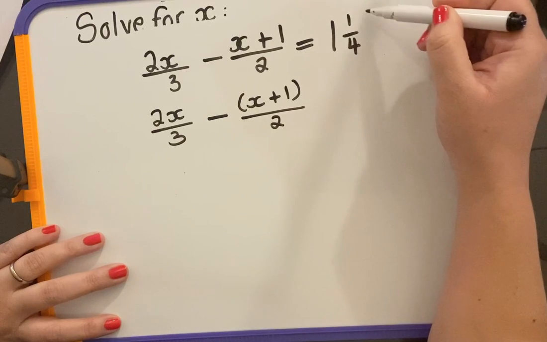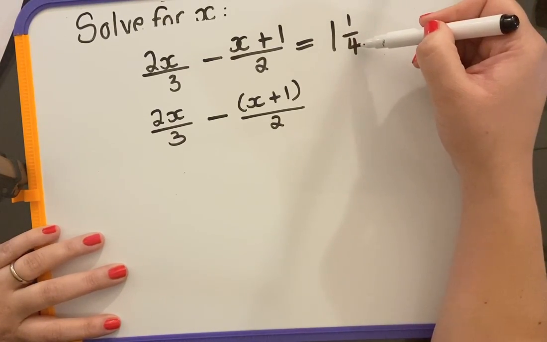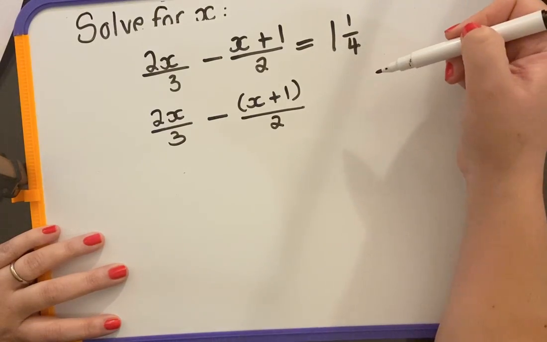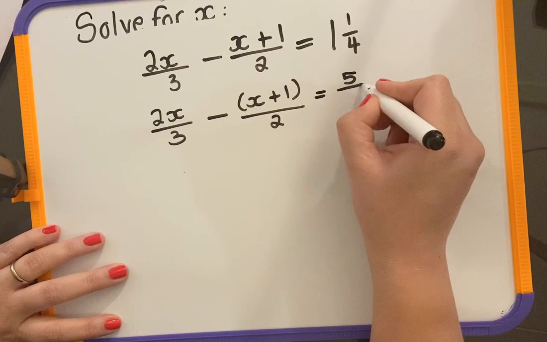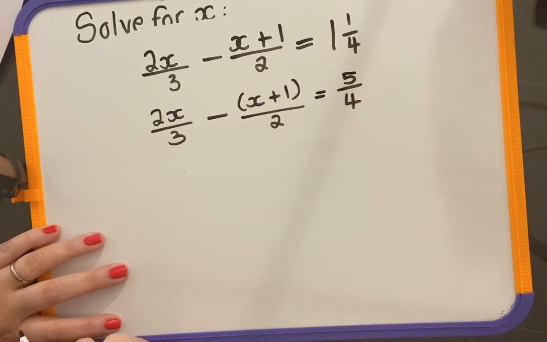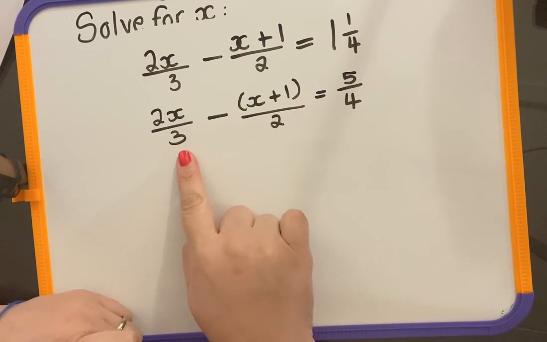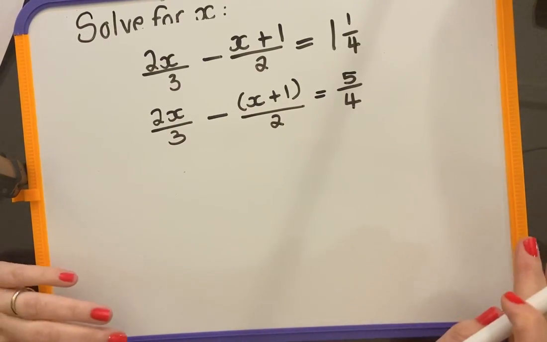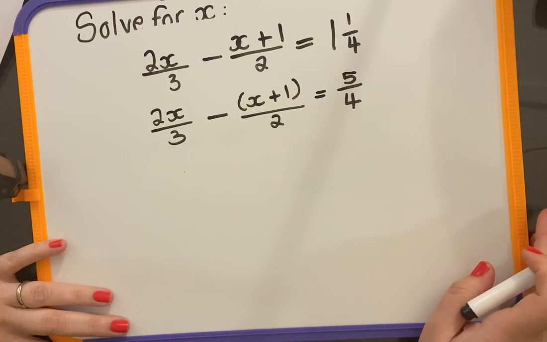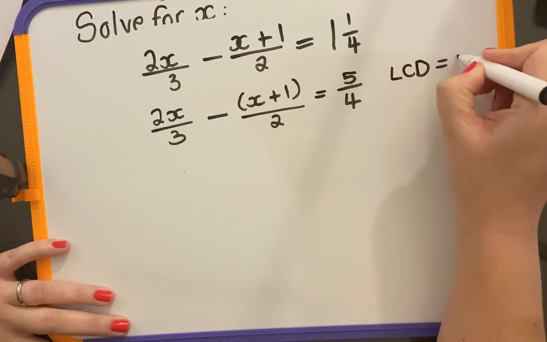Over here, I've got a mixed number, so we're going to simplify it. So we say 4 times 1 is 4, plus 1 is 5 over 4. And if we don't remember that, we best go back to primary school. Now, we look at our denominators. I've got a 3, a 2, and a 4. What do they all go into? What is my lowest common denominator? So my LCD in this case is 12.